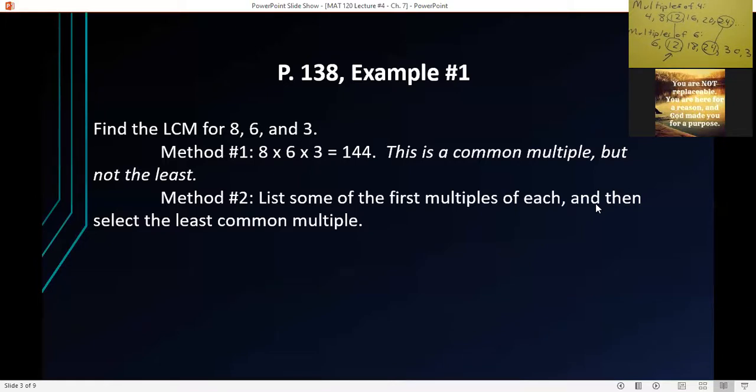Now, for method 2, we could list some of the first multiples of each and then select the least common multiple, which is what I've done here. So let's see if we could pull that off using the numbers 8, 6, and 3. Okay, I would do that. And I'm going to change my view again so you can see what I'm writing. I would start by writing all of the multiples of 8.